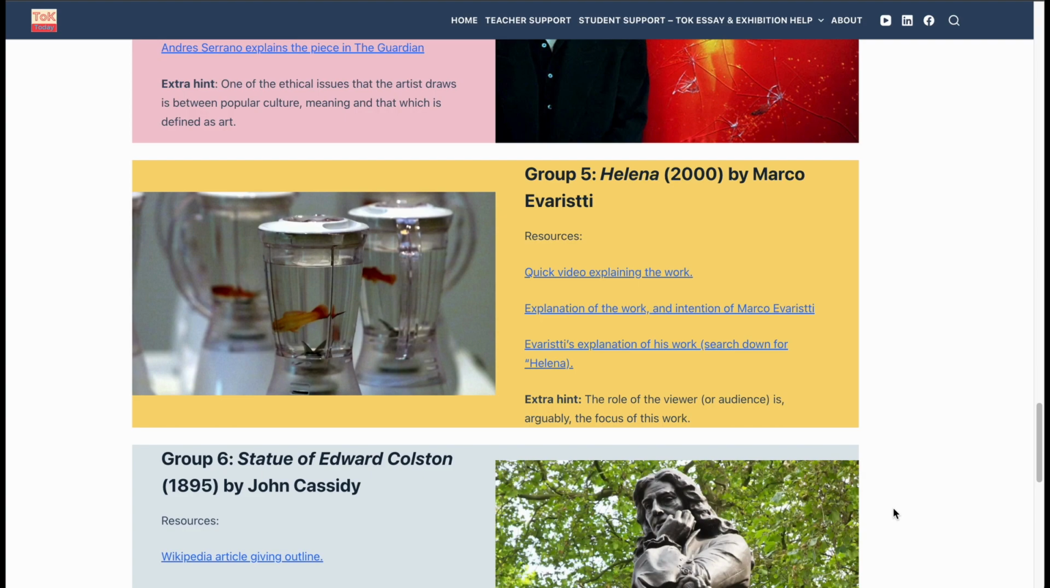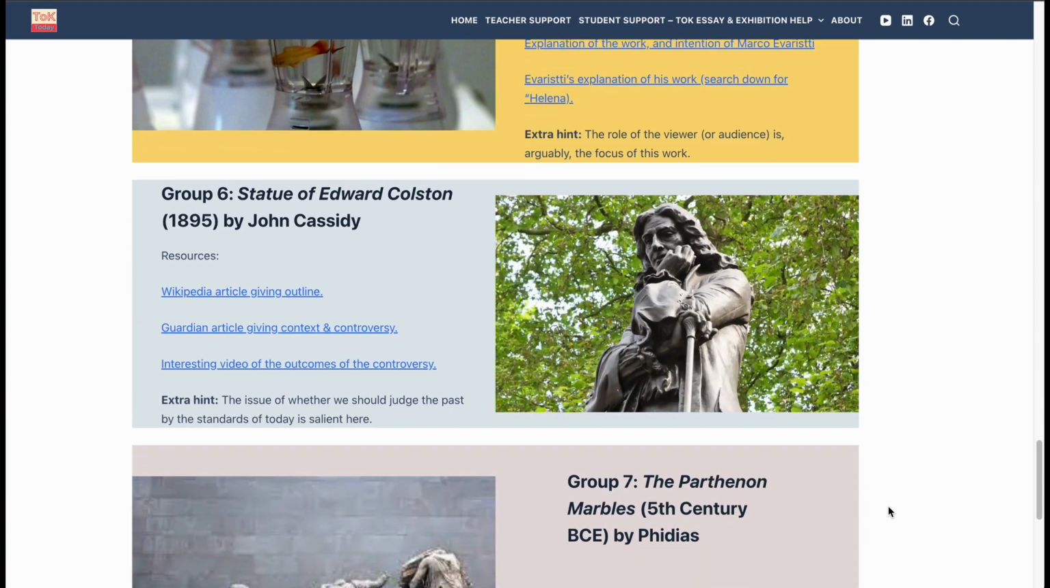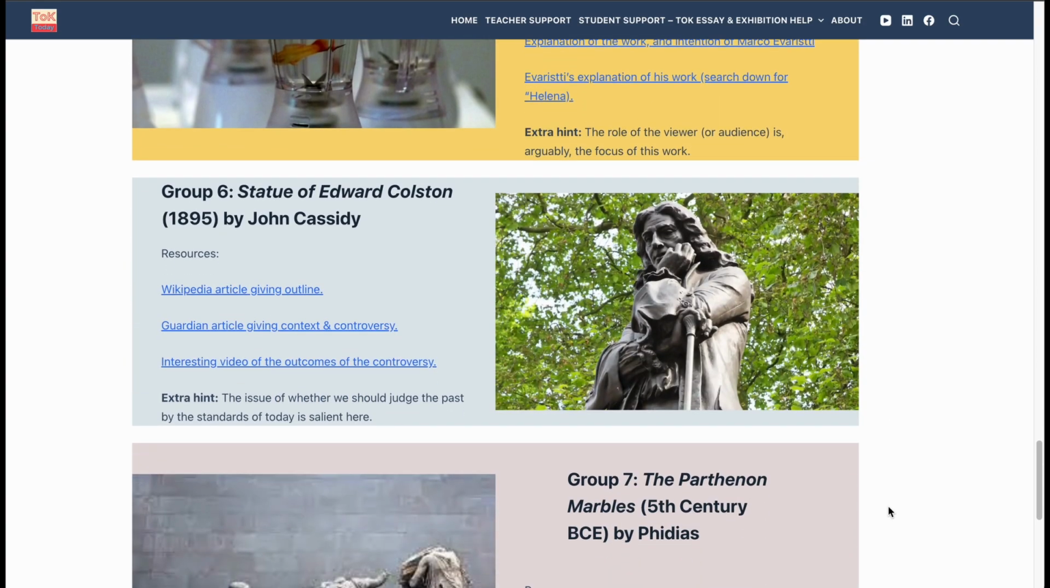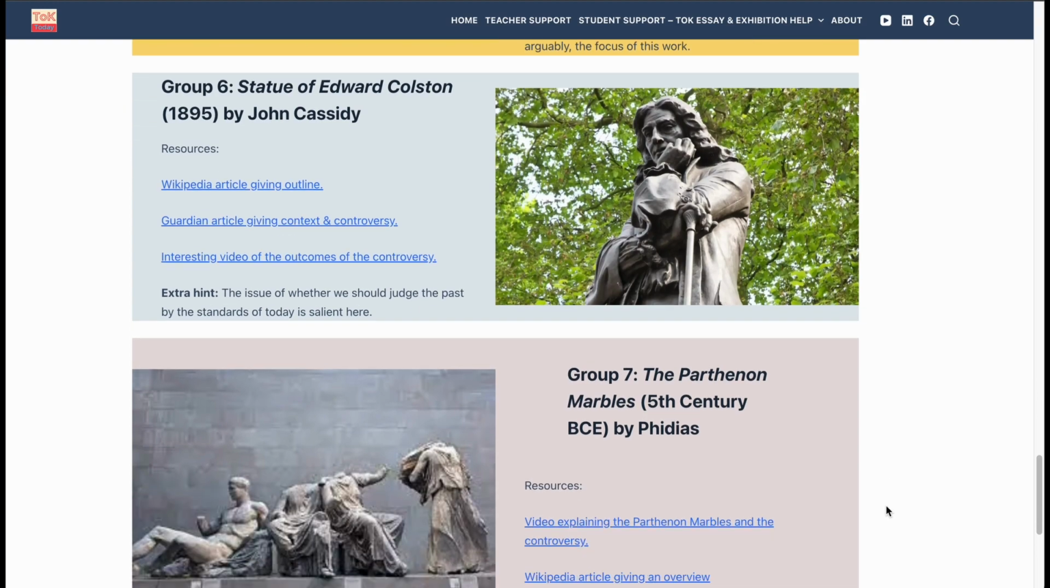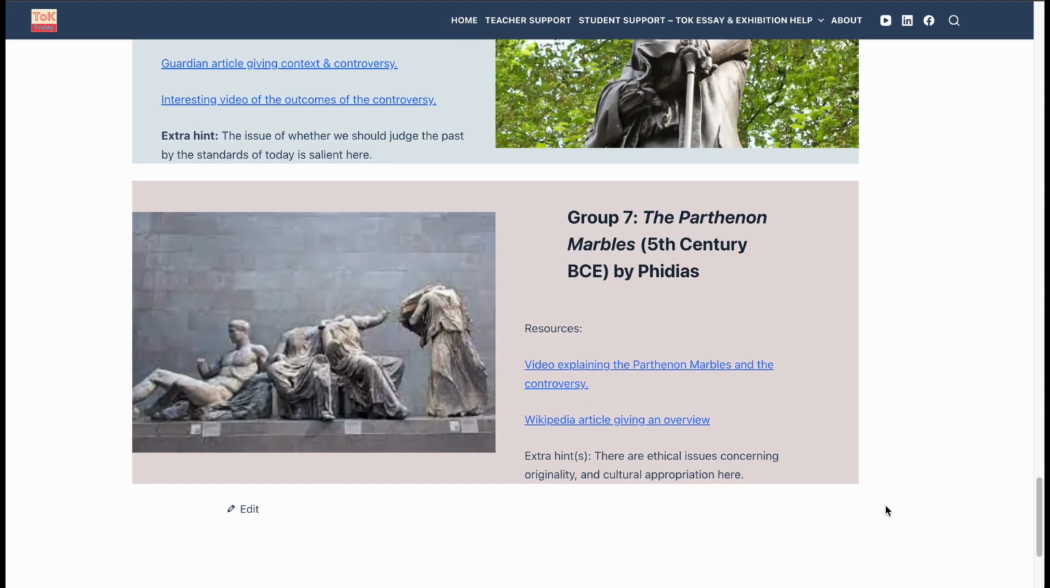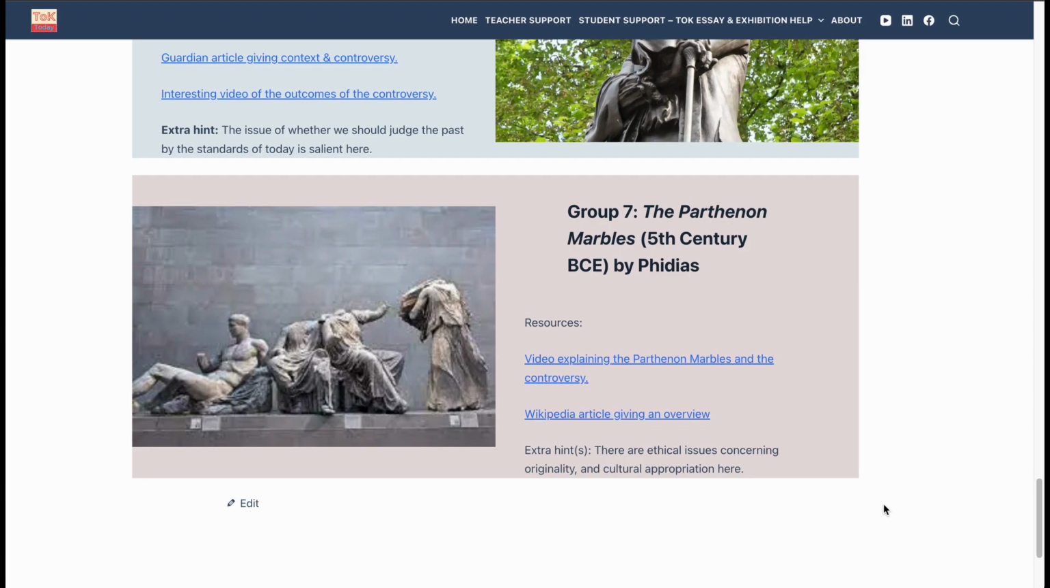It's fascinating, if gruesome. With the next case study, I thought that we'd introduce some highly contemporary issues, even if the artwork is not contemporary, and that's the statue of Edward Colston by John Cassidy. Many people will know what happened to that statue. The final case study, continuing in the theme of some very contemporary issues, is the Parthenon marbles, you might know them as the Elgin marbles, by Phidias.